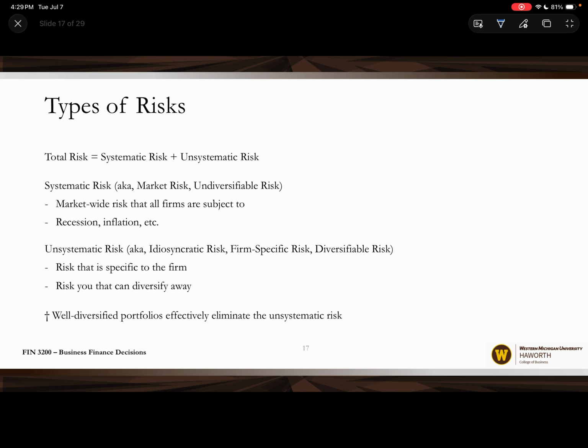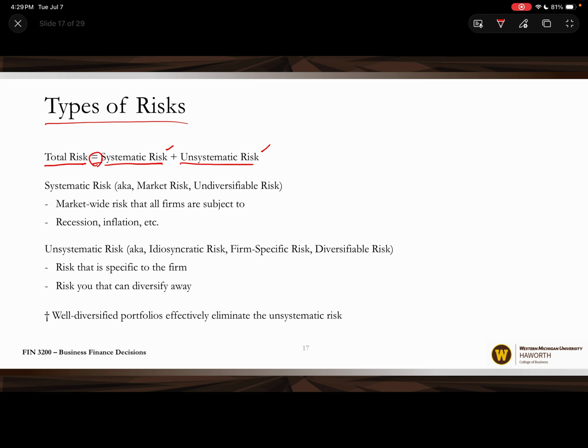So we're going to decompose risk into two components. So, types of risks. We can say the total risk of a stock or any security, but we'll just say stock. Total risk of a stock is a sum of the systematic risk and the unsystematic risk. You need to know these terms. And since the exam is open notes, you should have these down.